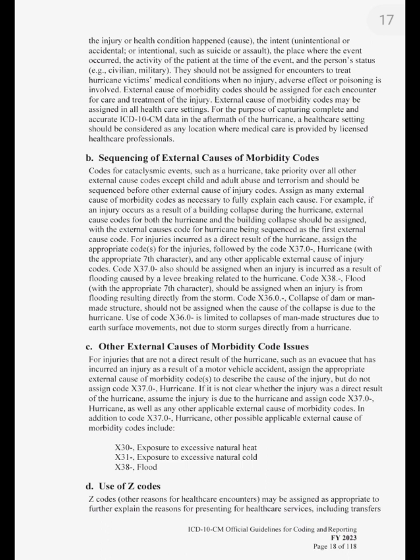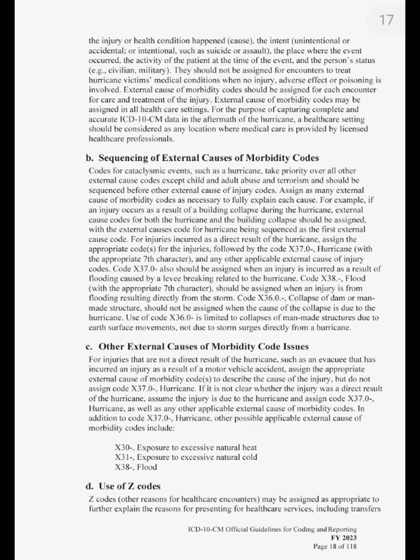B. Sequencing of external causes of morbidity codes. Codes for cataclysmic events, such as a hurricane, take priority over all other external cause codes except child and adult abuse and terrorism and should be sequenced before other external cause of injury codes. Assign as many external cause of morbidity codes as necessary to fully explain each cause. For example, if an injury occurs as a result of a building collapse during the hurricane, external cause codes for both the hurricane and the building collapse should be assigned, with the external cause code for hurricane being sequenced as the first external cause code.